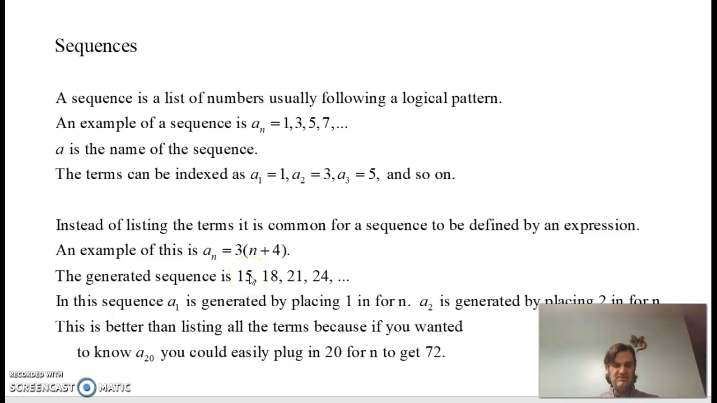So if I wanted the 100th term, A sub 100, I could plug it in and it would be 104 times 3. So I don't have to look at the whole pattern. Okay? Sequences.